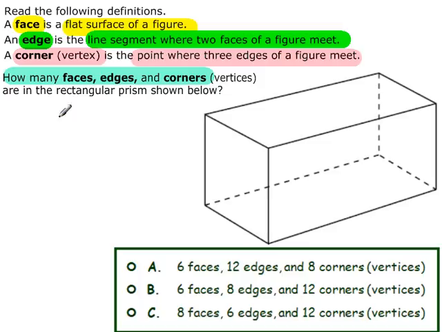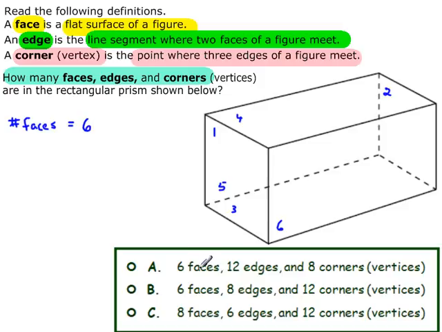Let's count first the number of faces. And the number of faces is the number of flat surfaces in this prism. So there's a flat surface at the front, so that's 1. Let's number it. There's a flat surface at the back, that's 2. There's a flat surface on the bottom, so that's 3. And then on the top, that's 4. And then we need to do the left side, that's the 5th. And the right side, that's another face, that's the 6th face. So there are 6 faces.